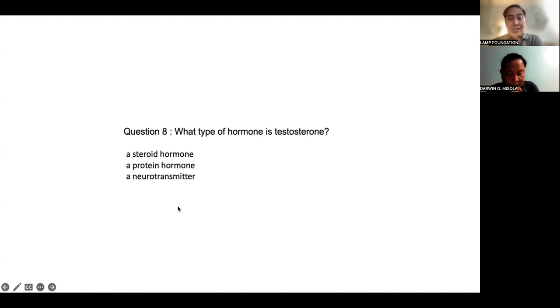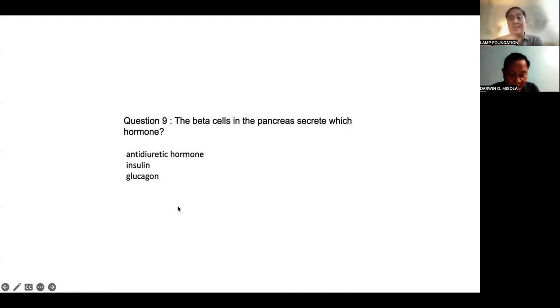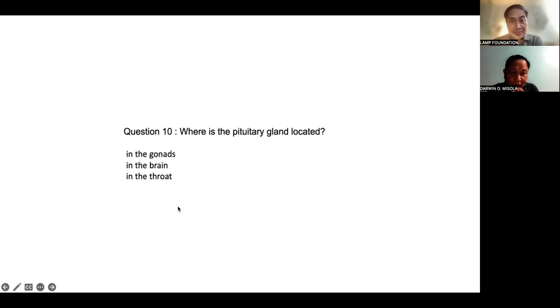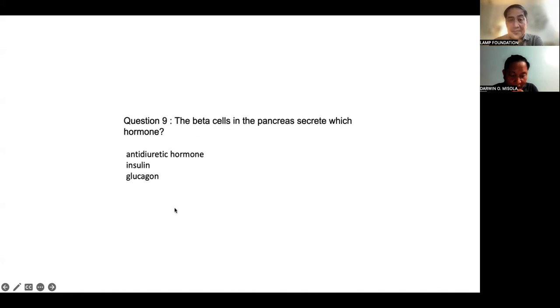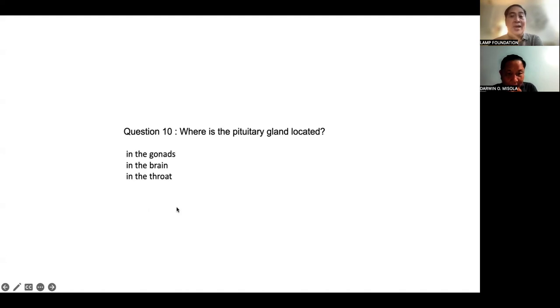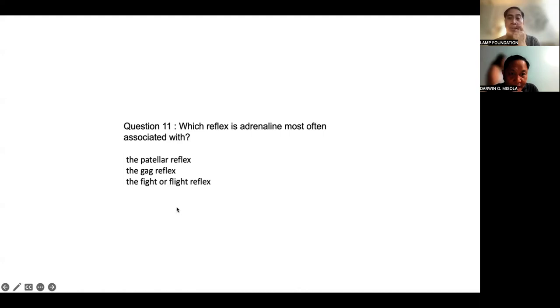What type of hormone is testosterone? Steroid hormone. The beta cells in the pancreas secrete which hormone? Insulin. What about the alpha cells? Who secretes? What do the alpha cells secrete? Glucagon. Very good. Where is the pituitary gland located? In the brain. Which reflex is adrenaline most often associated with? The fight or flight reflex.